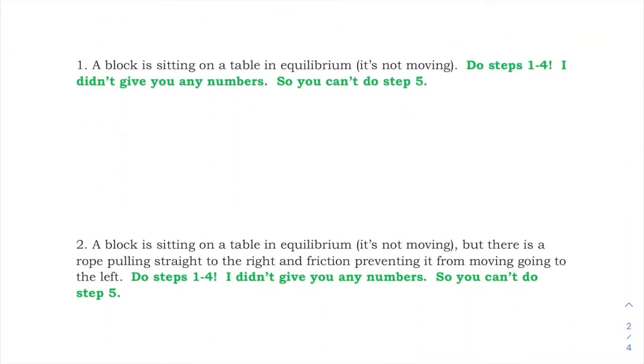Number 1, a block is sitting on a table in equilibrium. So it's not moving, it's just sitting and hanging out on a table. So we're going to draw a table, and we'll draw a block. Here's our block. It's just sitting on the table.